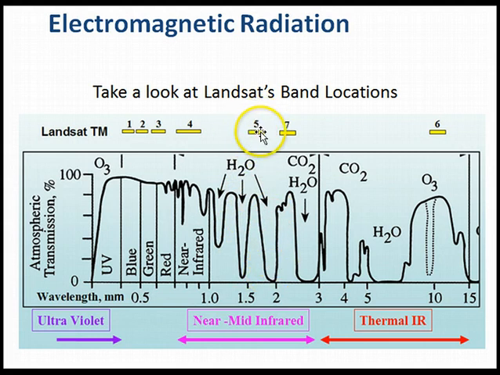So for example, look at band 5. Band 5, the width of it and its location is very strategically placed in this narrow zone where electromagnetic radiation can still penetrate the atmosphere. It's the same with band 7 out here, right? They placed that pretty strategically. And then again for band 6.